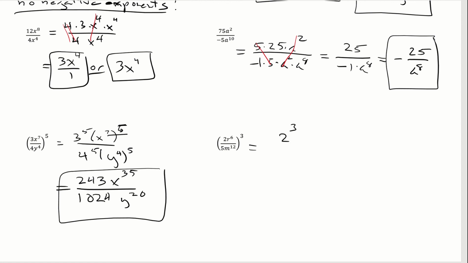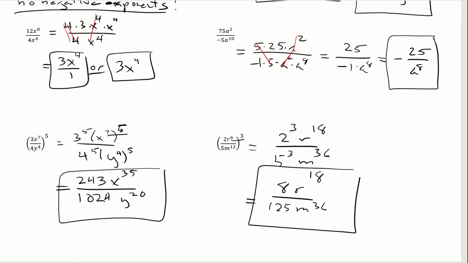Let's see if we can do it fast. Multiply the powers. Guess what? R to the 18. 5 to the 3. Multiply the powers. M to the 36. So an answer, 8R to the 18 over 125 M to the 36. Box it for lunch. You're done. I know I did that fast, but that's how fast it can go. And all right, next stop is polynomial multiplication.